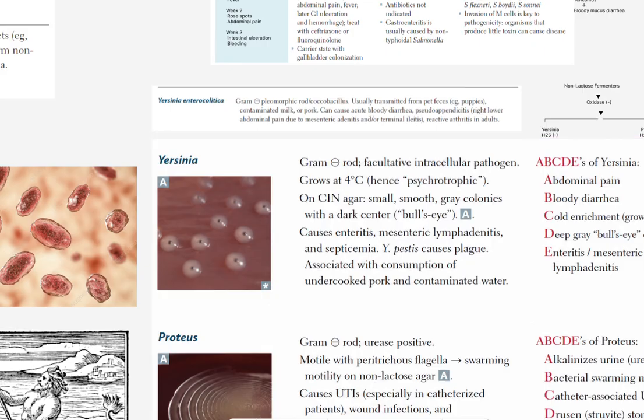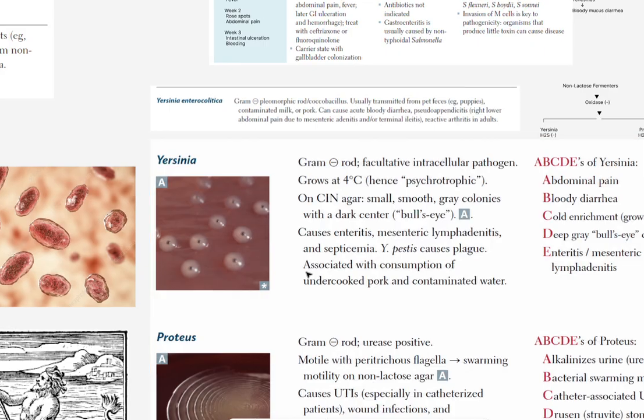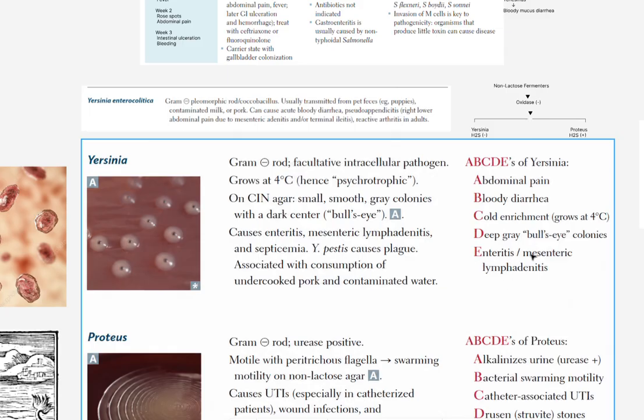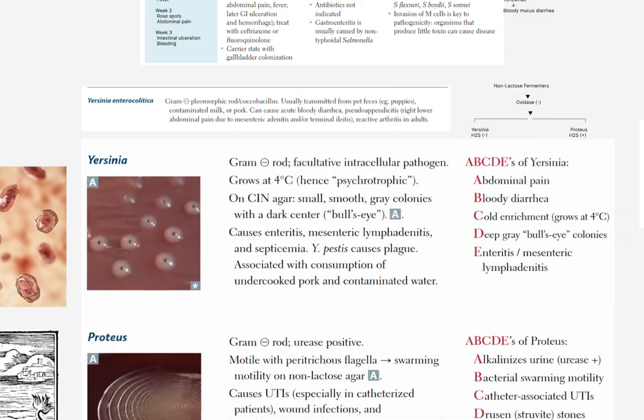The pathogenesis of Yersinia is such that it reaches the terminal ileum after ingestion. Basically, it reaches the terminal ileum and invades the M cells of Peyer's patches. It enters the lymphoid tissue there and causes inflammation of mesenteric lymph nodes. So what's special about this? It goes into the mesenteric lymph nodes, right? Which is why it causes this enteritis and mesenteric lymphadenitis.